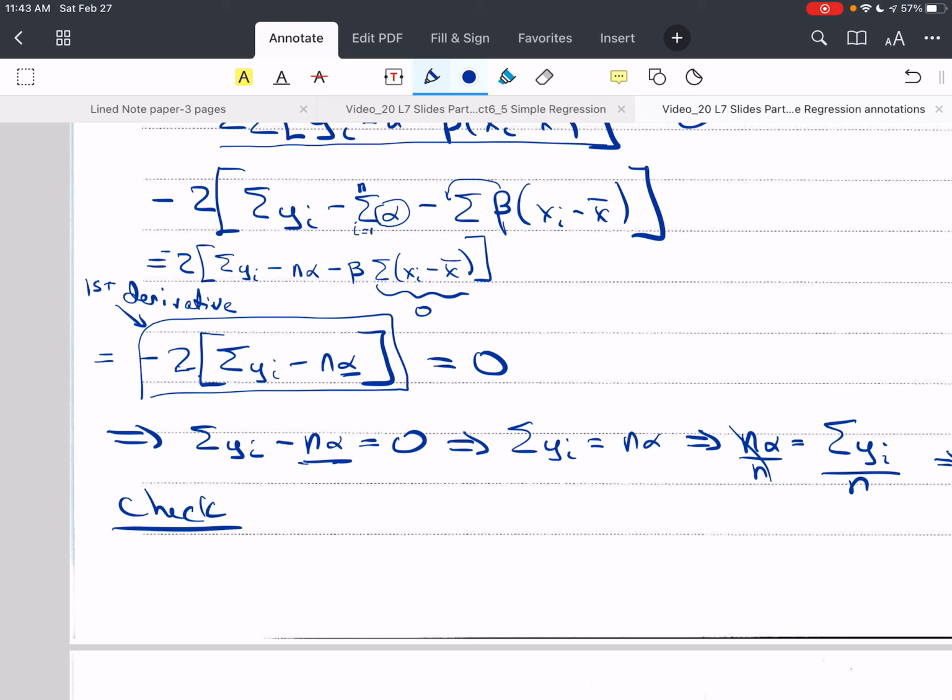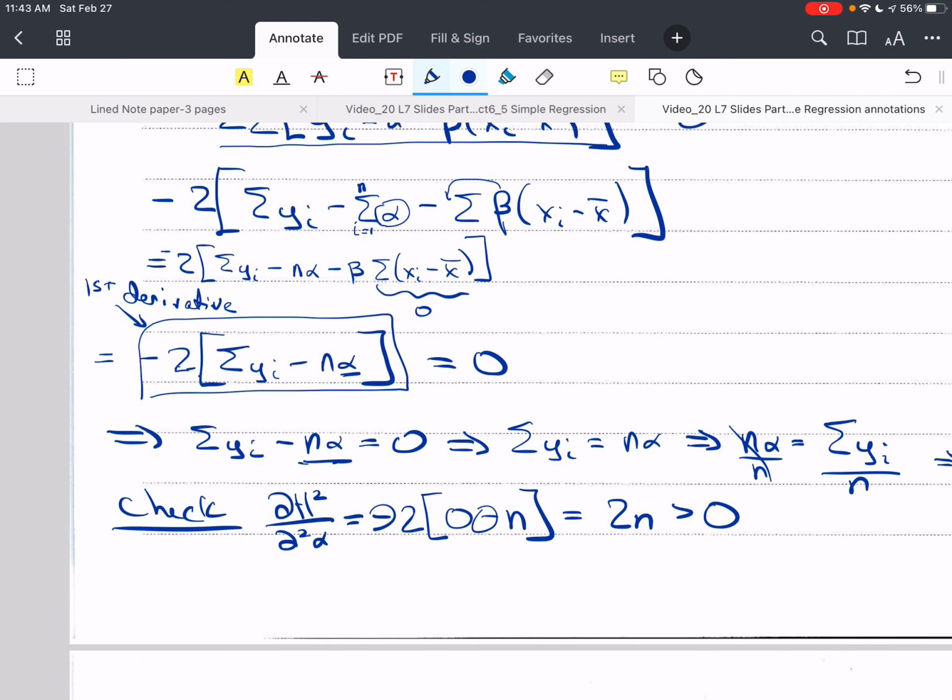So I can either use the first derivative test or I can use the second derivative test. I'm going to use the second derivative test with respect to alpha, and I get the negative 2 out in the front as a constant. The yi's don't have any alpha, so those are 0, minus n times the derivative of alpha with respect to itself, which is minus n, equals 2n, which is always positive, because 2 is positive now.